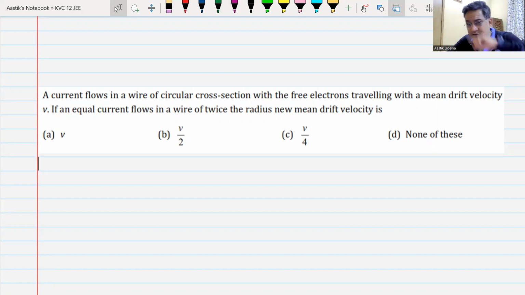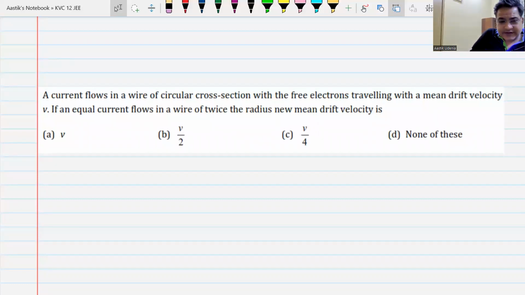equal current. You have to understand the language of the question. Equal current flows in a wire of twice the radius. What is the drift velocity? You've just done a question where it does not depend on the diameter. Now we have the same current flowing through it. You have 2 minutes to give me the answer.